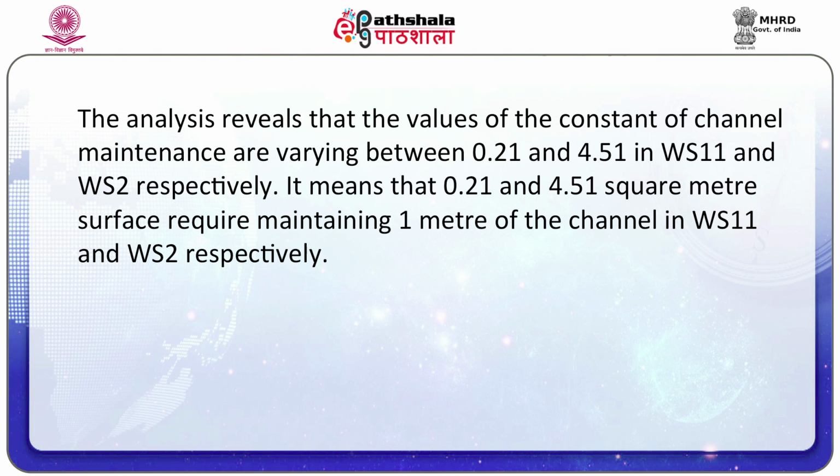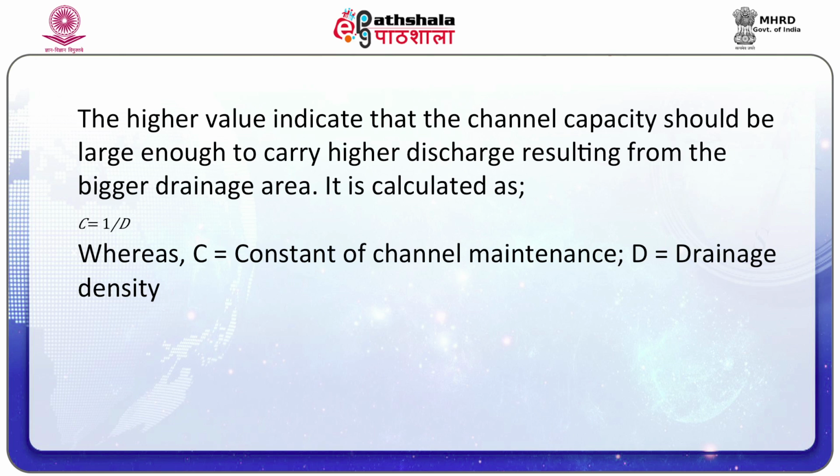The analysis reveals that the values of the constant of channel maintenance vary between 0.21 and 4.51 in watershed 11 and watershed 2 respectively. See figure number 9. It means that 0.21 and 4.51 square meters of surface are required to maintain 1 meter of channel in watersheds 11 and 2 respectively. The higher value indicates that the channel capacity should be large enough to carry high discharge resulting from the bigger drainage area. It is calculated by the formula.